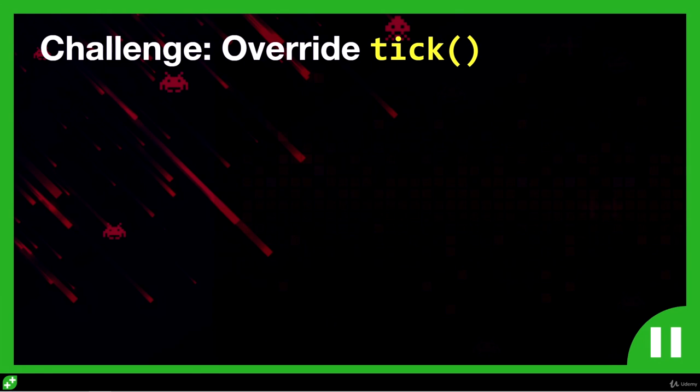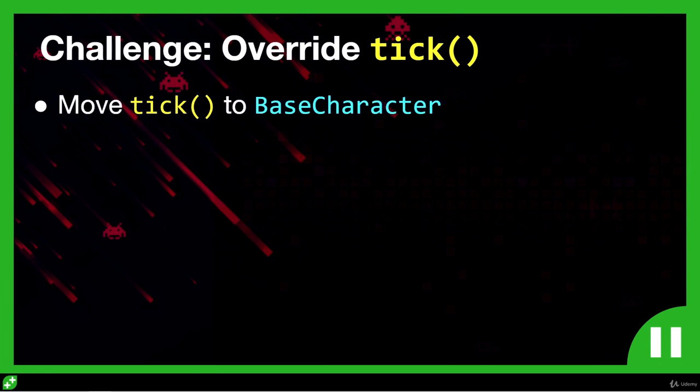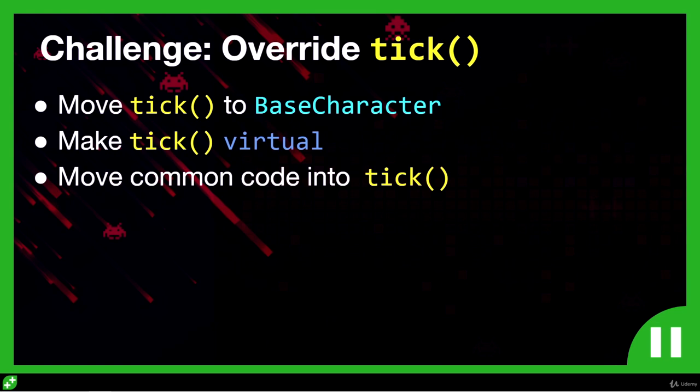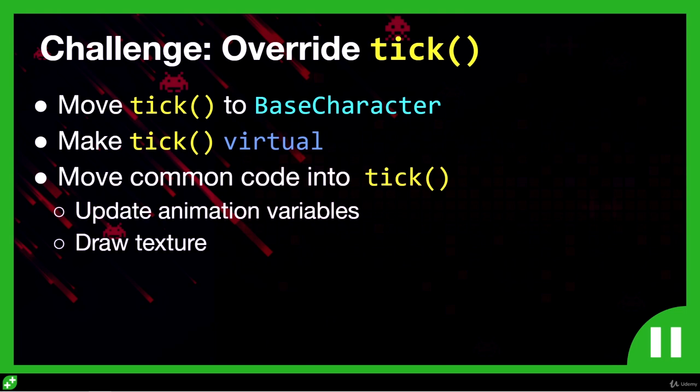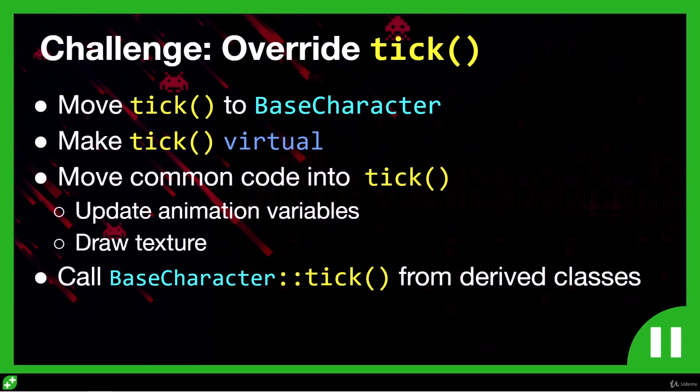So here's your challenge. You're going to override the tick function. First, you're going to move the tick function into base character. Make this function virtual in the base character class. Now, move the common code into this function, code that both character and enemy share. This involves updating the animation variables and drawing the texture. Then you're going to call the base character version of tick from the derived classes in the tick function. Call this parent version of tick at the very top of the tick function in character and enemy. Pause the video and do this now.